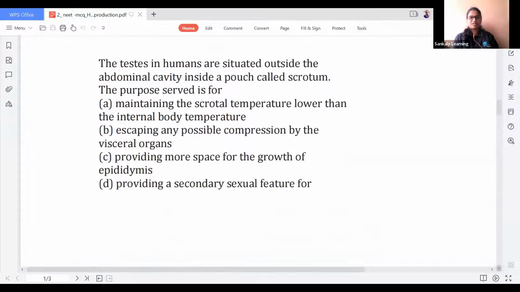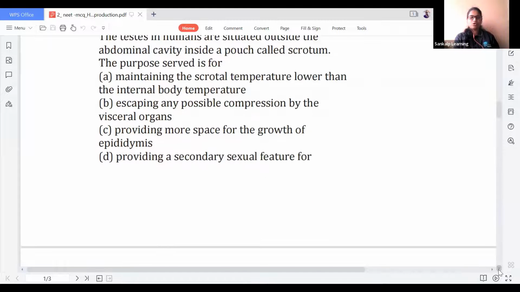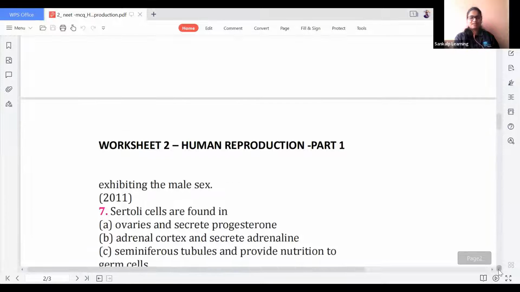What is your response for the sixth question? What is the purpose of the scrotum? Indirectly, they are asking the function of the scrotum. So what is your answer, guys? Great, right answer and very quick response too. Option A, maintaining the scrotal temperature lower than the internal body temperature, is the right answer, and it is correctly and quickly answered by Government PU College Tubagere. Good going.